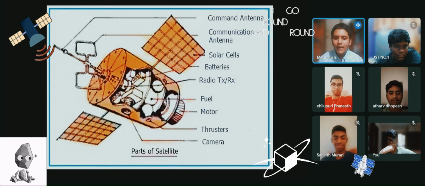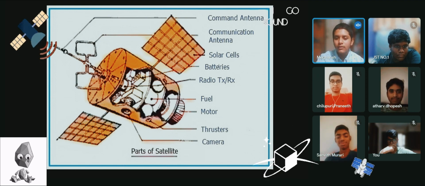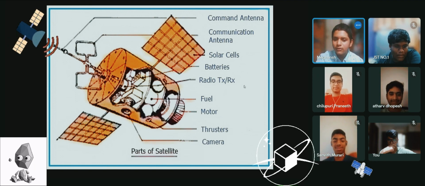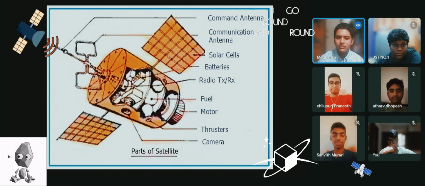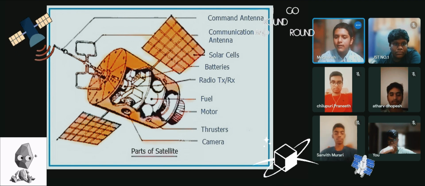Let's get to know the parts of the satellite. There are different parts used: command antenna and communication antenna for communication, solar cells and batteries for the power of the satellite, and fuel, motor, radio TX, RX, and thrusters for the movement of the satellite, and then a camera to capture images. And there are outer coverings of the satellite too, known as satellite plates, to protect the satellite from the extreme heat and cold of space.